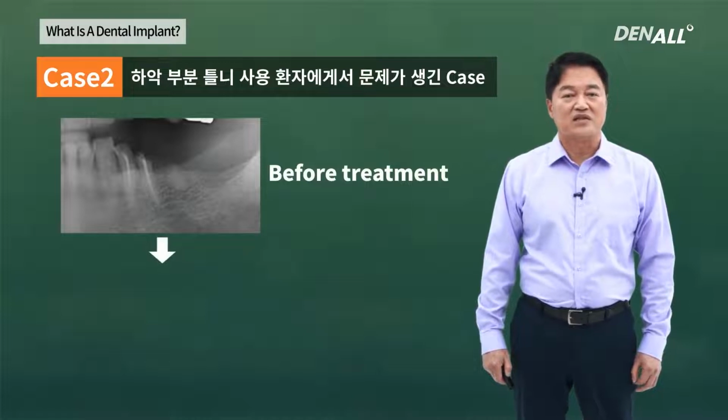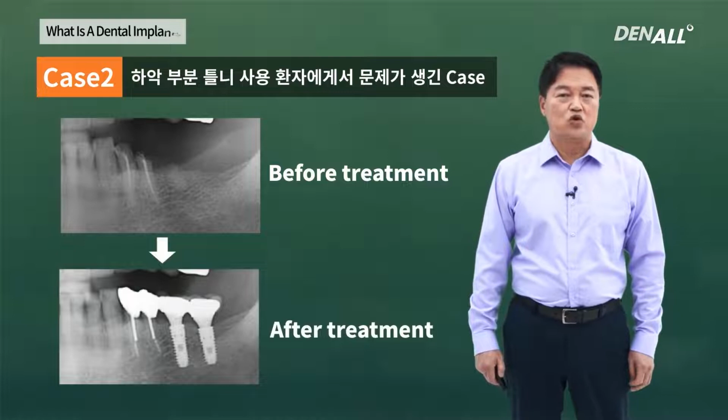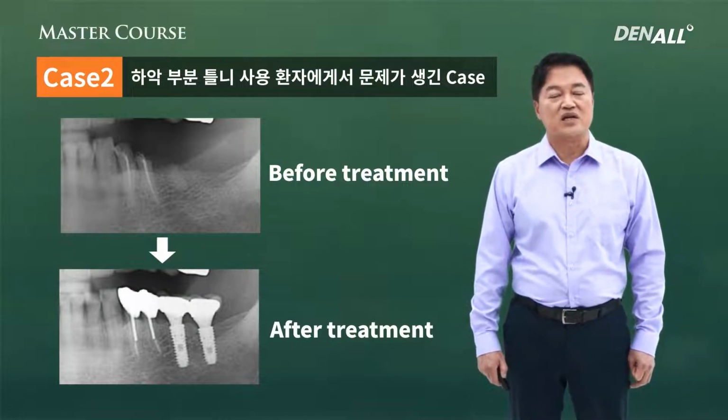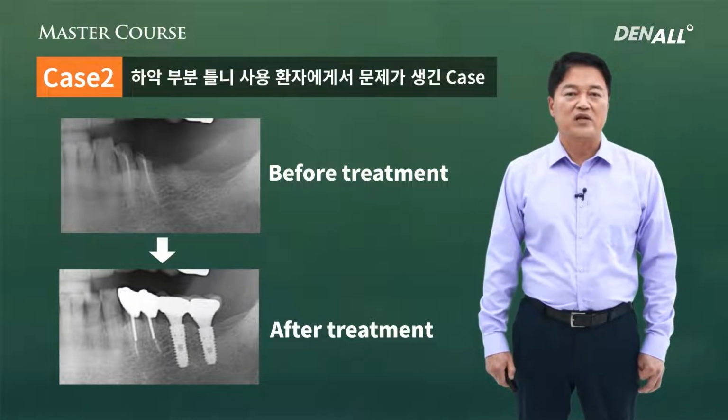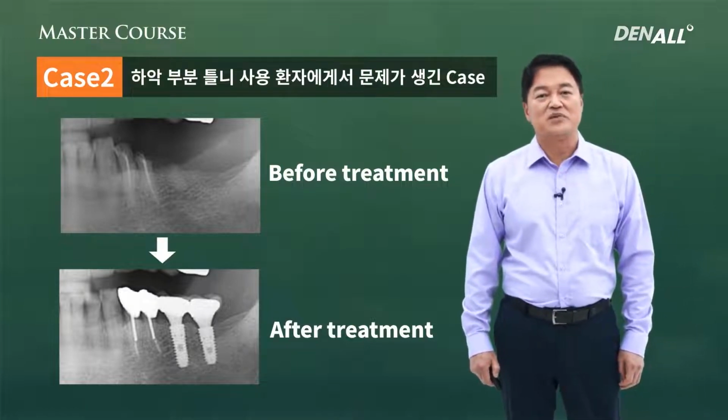The root itself was sound. Re-endo treatment was done, and an implant was placed in the missing area. If the patient had received implant treatment from the start, the two surveyed crowns, the patient would have maintained natural teeth for a long time.